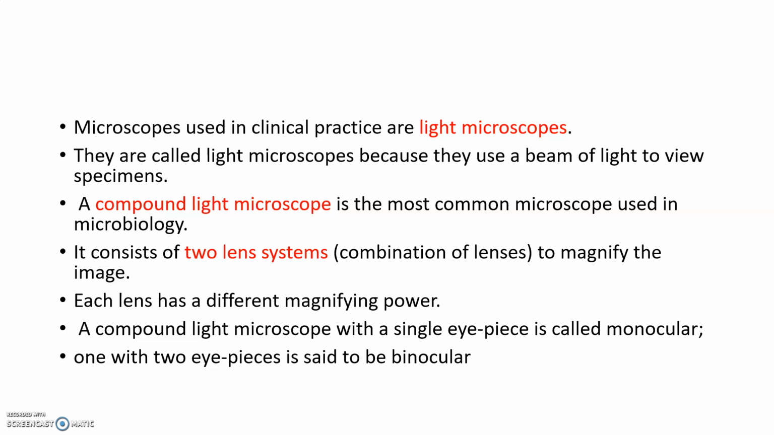They are called light microscopes because they use a beam of light, which can be either visible light or UV, to view specimens. Actually, these light microscopes are mainly simple microscopes and compound microscopes. The simple microscope consists of a single lens system. And the compound microscope is the most common microscope used in microbiology.